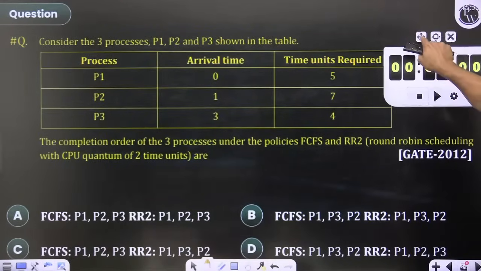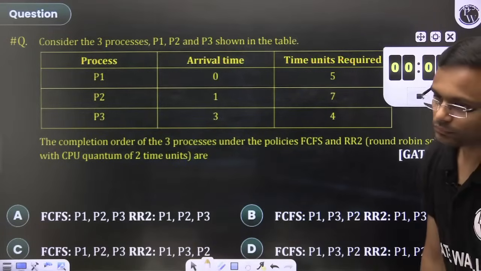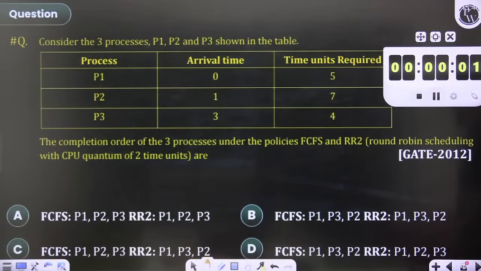Another very easy question. 2 minutes to go.